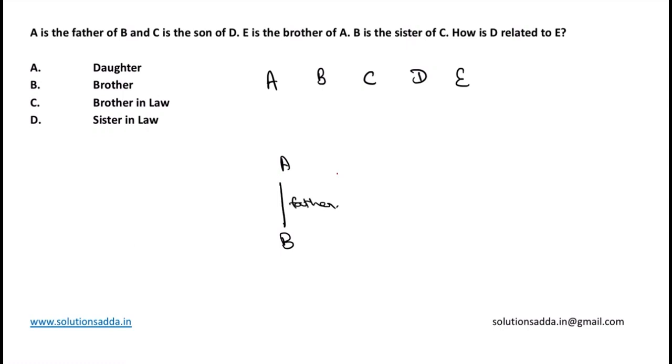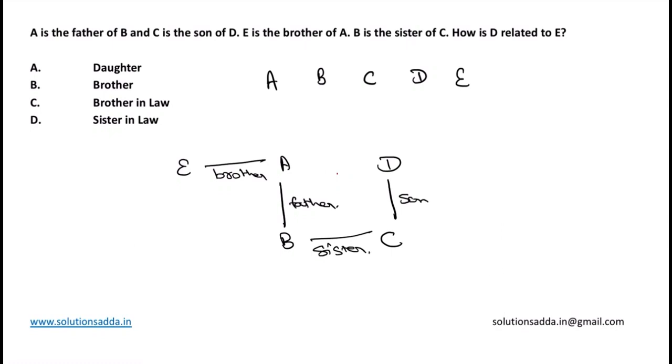Few points to note: if there is a generation gap between two persons, then we'll keep them above and below. But if they are of same level or same generation, we'll keep them beside. So since A is father of B, therefore A is above B. C is son of D. E is the brother of A. And B is the sister of C.